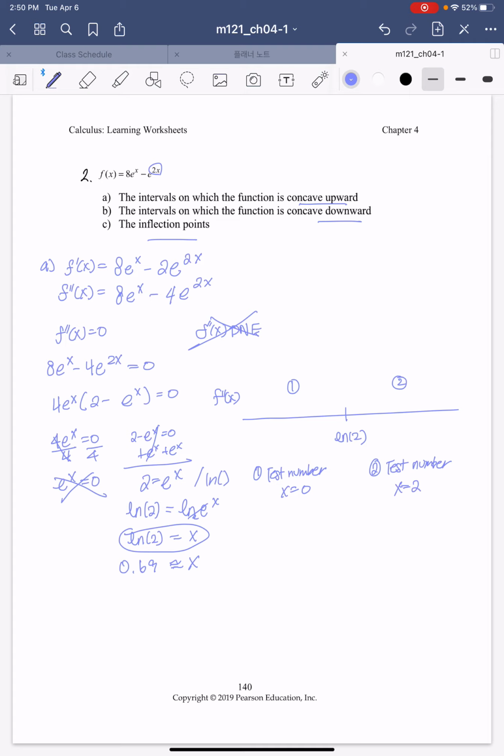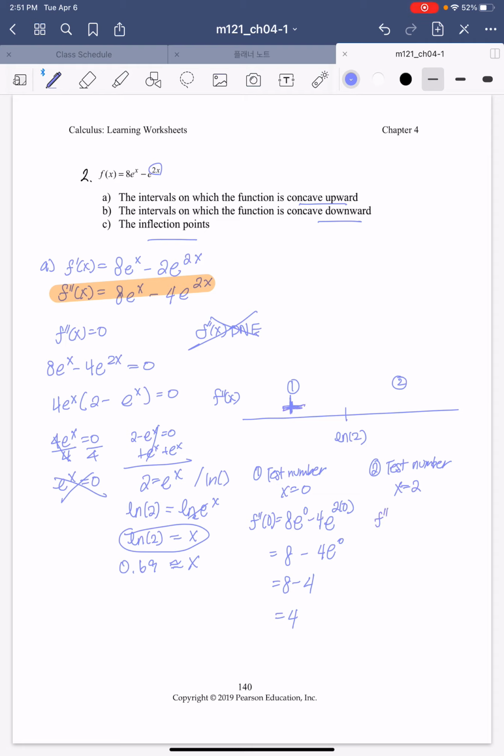Use it and plug it back into the second derivative. Second derivative function is right over here, this one. Let's start with the number 1. So f double prime of 0, that's 8 e to the 0 minus 4 e to the 2 times 0. So anything to the 0 power is 1. So first term is 8. This is 4 e to the 0. So I have 8 minus 4, which is equal to positive 4. So I have a positive here.